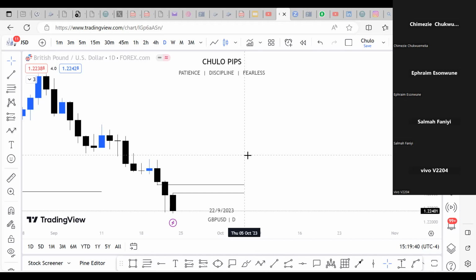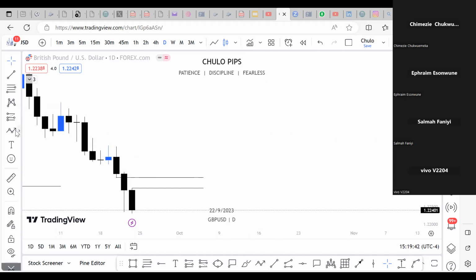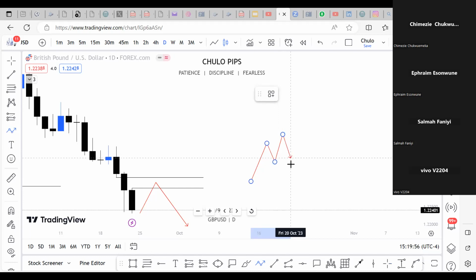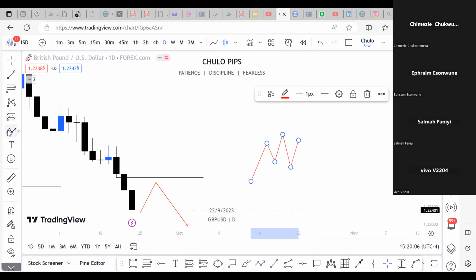Now, whenever price gets to this my daily FVG, I would like to see a confirmation of something like this before I short.